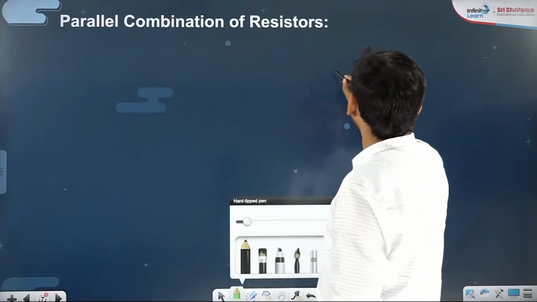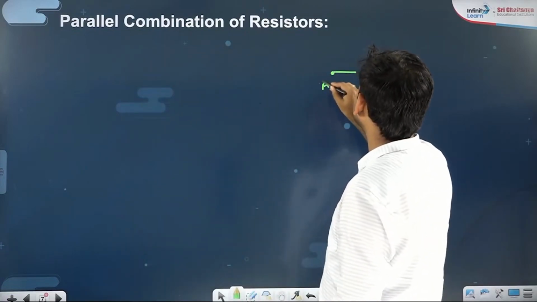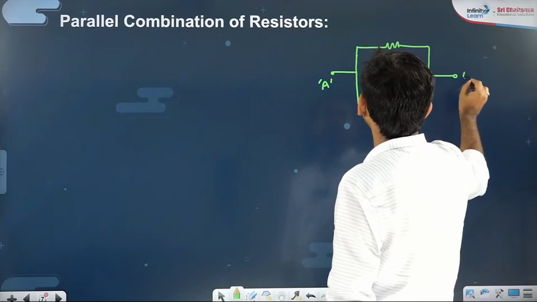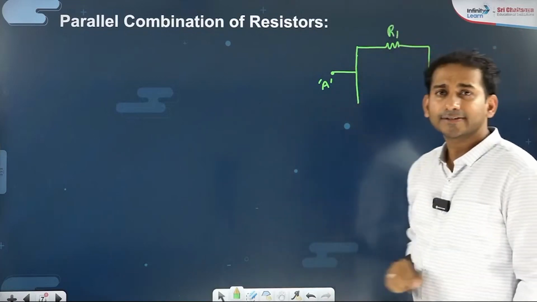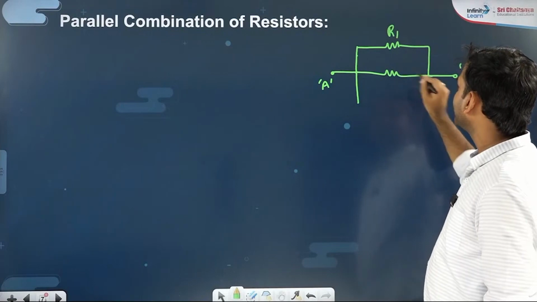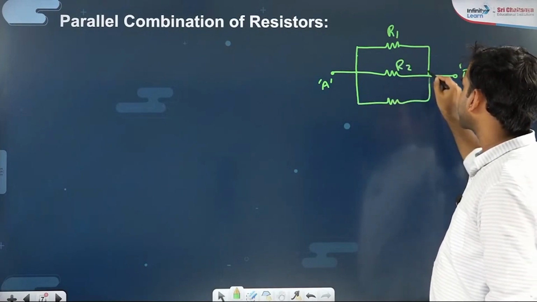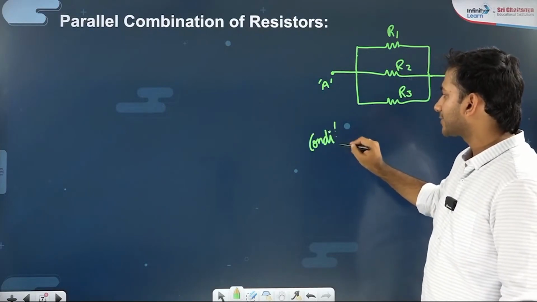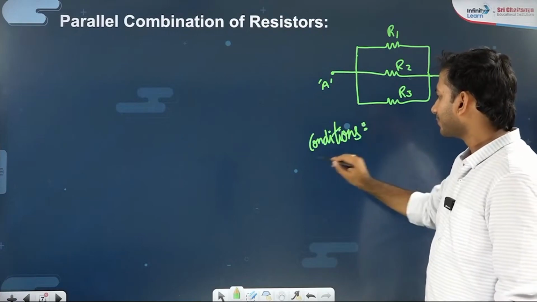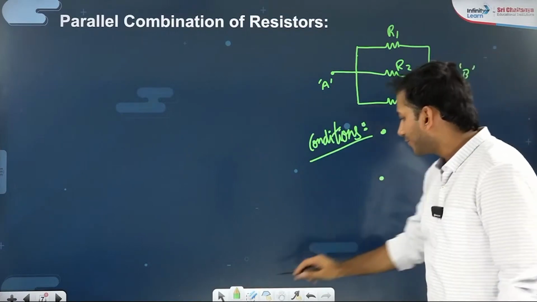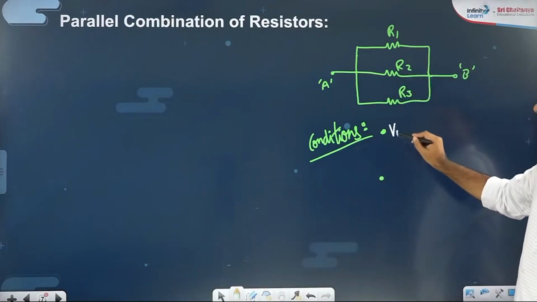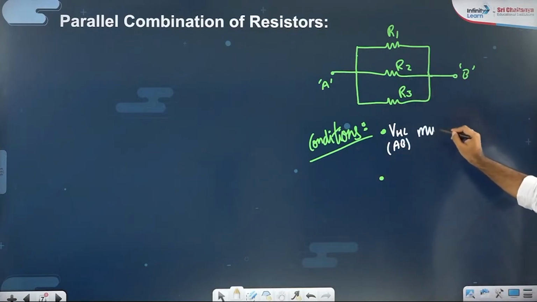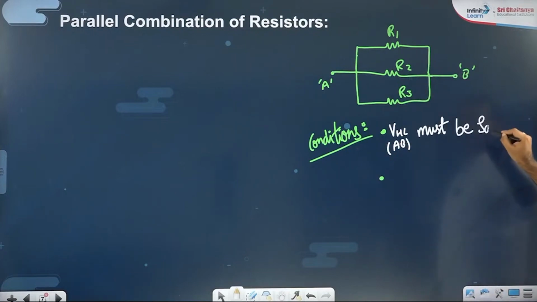So I will say parallel combination looks like this, that between 2 points A and B, there are suppose several arms. One arm is having a resistance R1 here, another arm is having a resistance of R2, and third arm is having a resistance of R3, and there can be a number of things like that. So conditions. Condition is, first of all, the potential difference VHL across AB, potential difference across all the resistors must be same.